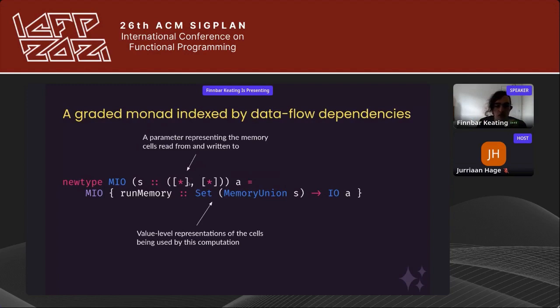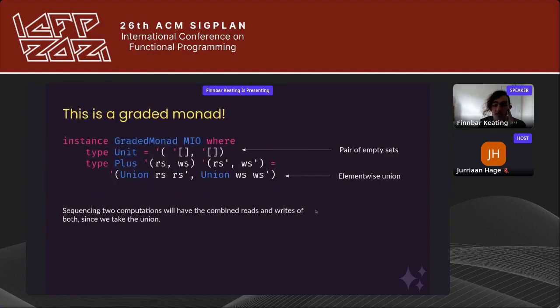This monad is accompanied with this run memory function that takes in the memory cells being used. So this is the value level representation of the cells in our sets, and gives us a computation out where we take in the things we're reading and writing, and then we read and write them. It's that easy. This is a graded monad.